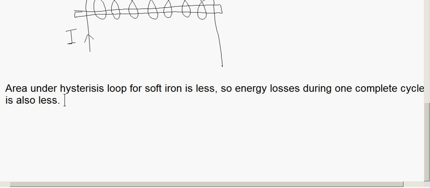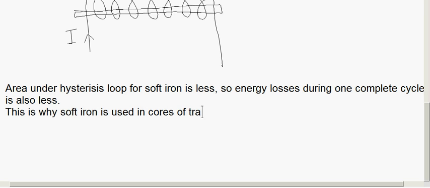Therefore, these soft irons are used in cores of transformers, galvanometers, generators, etc. This is why soft iron is used in cores of transformers and galvanometers, generators, etc.